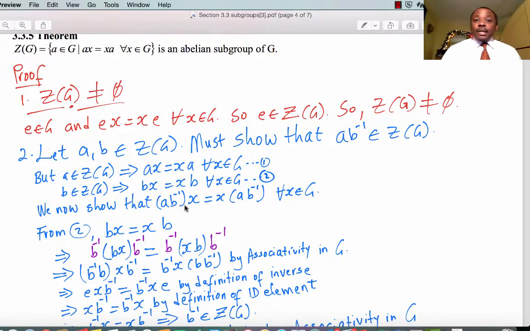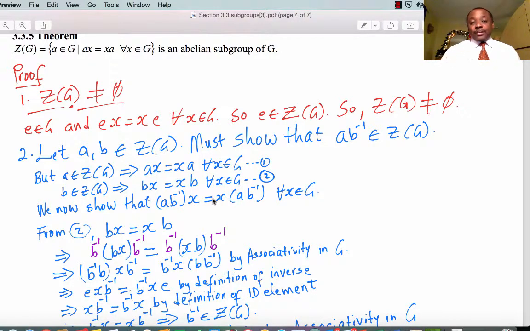We're going to start with the left-hand side and show that the left-hand side equals the right-hand side. But first, the technique we would use is to prove that B inverse is in Z(G), i.e., we want to show that B inverse X equals X B inverse.